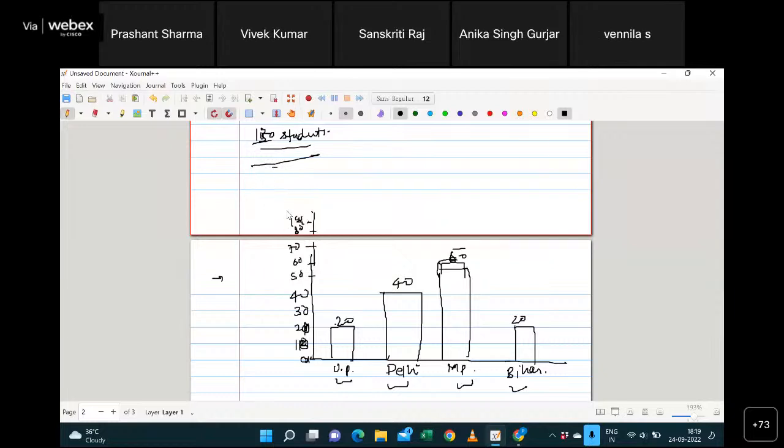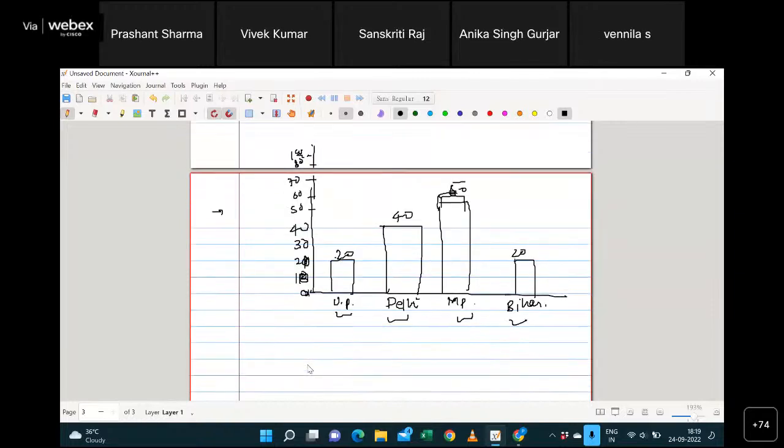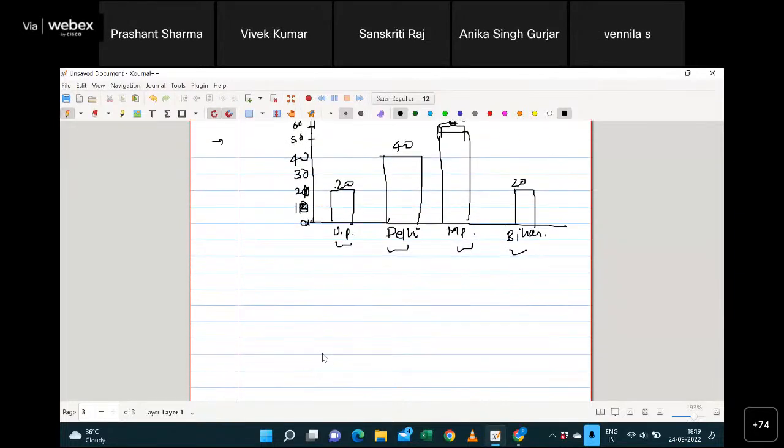Now here I'm interested in the counts of students from different states in that class or school. So here a bar chart is appropriate, rather than counting the number of students. Suppose my interest is to know the regional distribution of the students, right? Then a pie chart will be appropriate. Regional distribution means what percentage of students are from UP, from Delhi, and from Bihar.